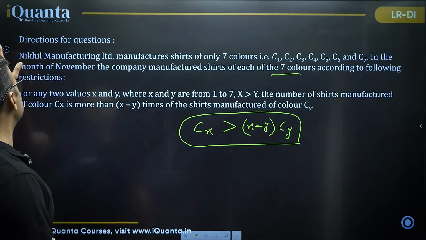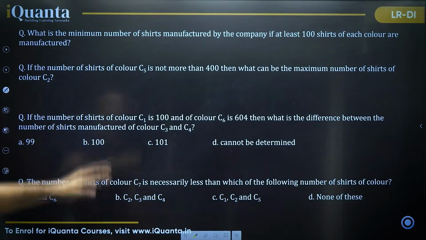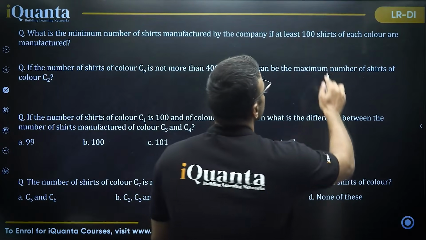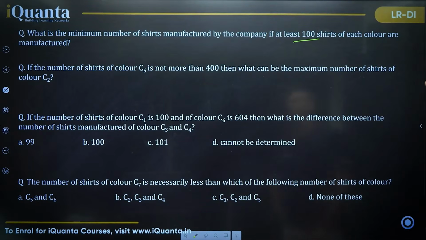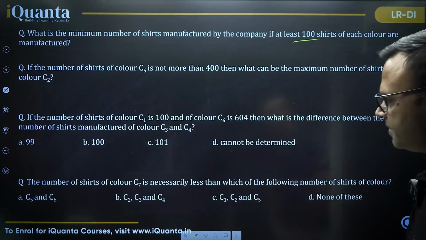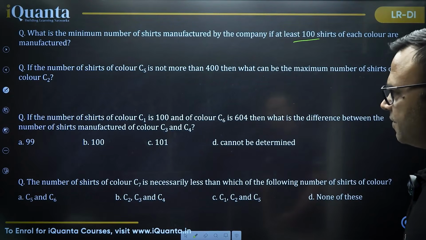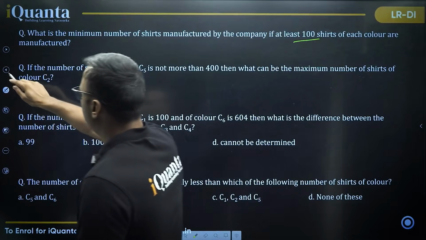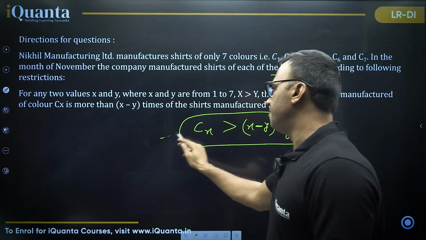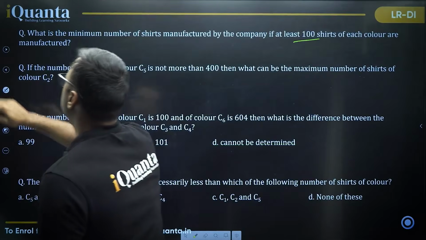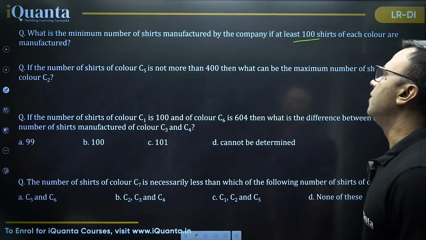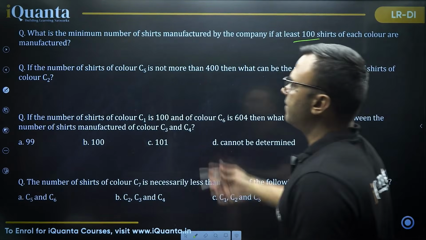Just take a look at the questions. Questions are, what is the minimum number of shirts manufactured by the company if at least 100 shirts of each color are manufactured? If the number of shirts of color C5 is not more than 400, and so on. So there are some specific questions we have to work question-wise because there is nothing much to resolve about the data. There is one plain and simple piece of information that is given. So we have to find the answers of individual questions working one by one. Let's start with the first question.